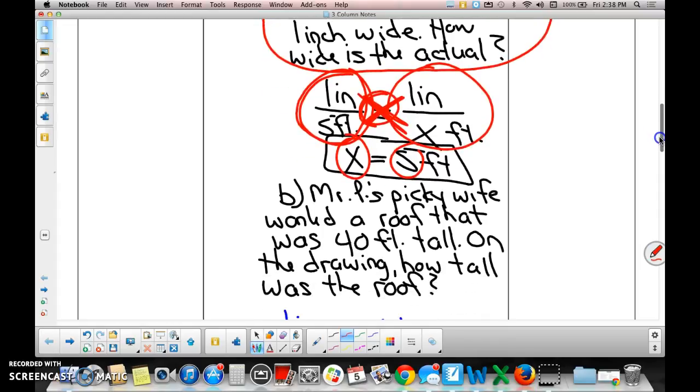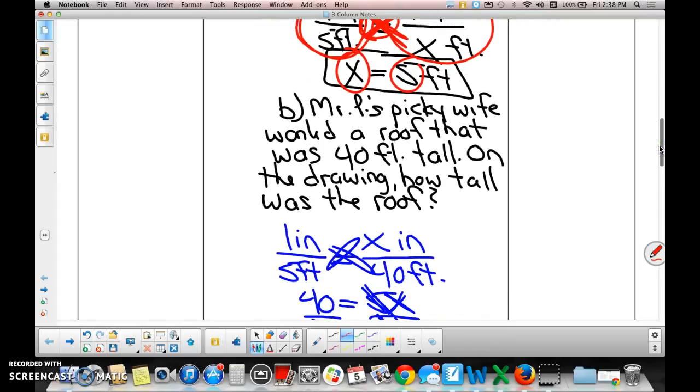The builder did some math, and he said, all right, I'm using my 1 to 5 scale, and how tall does the house have to be again? 40 feet. And so my question to the builder was, well, if the house is 40 feet in real life, how tall is it going to be on the drawing? And he goes, I don't know. I have to do some math. I don't know means he used the letter X, because X is a number that we don't know yet.